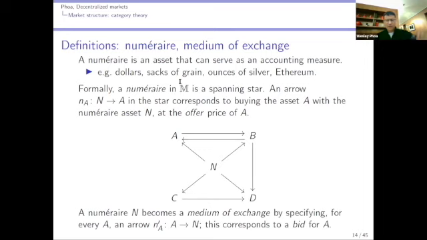Okay, and then on top of this, you can layer some additional definitions that help you relate this to other concepts that we're familiar with. So traditionally, a numeraire is some asset that can serve as an accounting measure. Dollars are the commonest one, but you could use sacks of grain or ounces of silver or a particular cryptocurrency. And so formally, you can define a numeraire to be a spanning star. And you can say that that's actually a medium of exchange if you've got two-way arrows in the star instead of just one-way outward arrows.